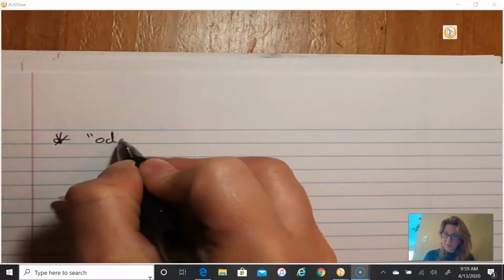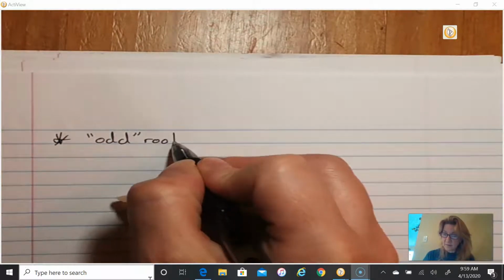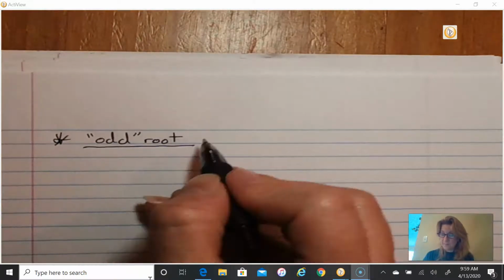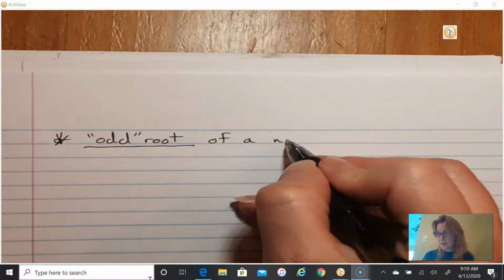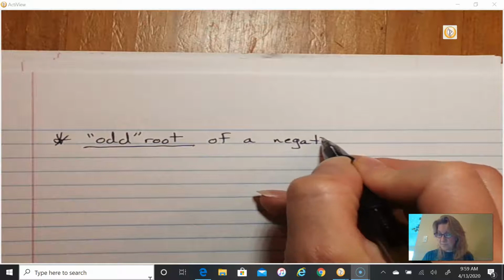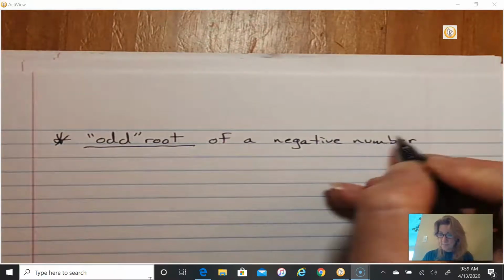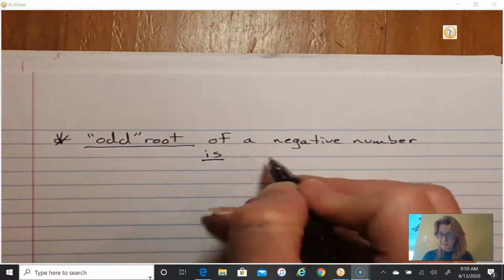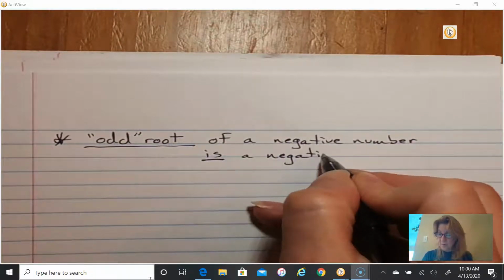Odd roots of a negative number is a negative real number.